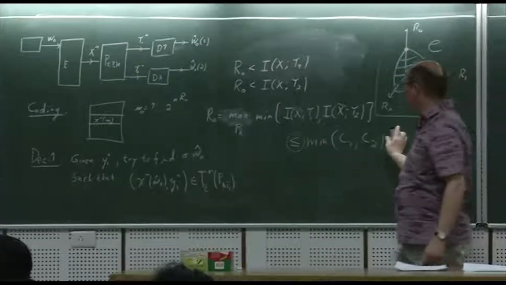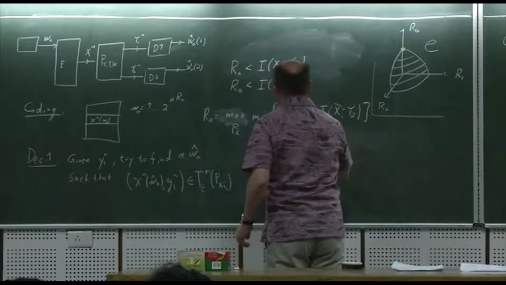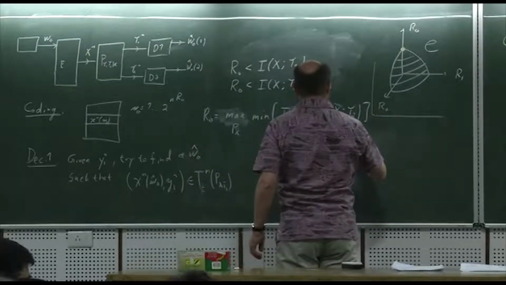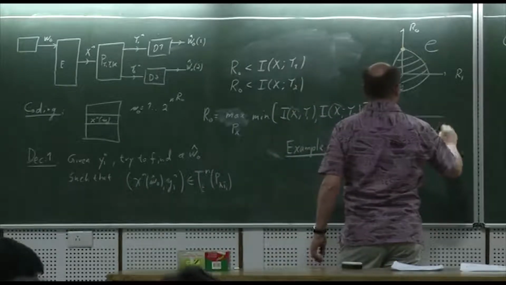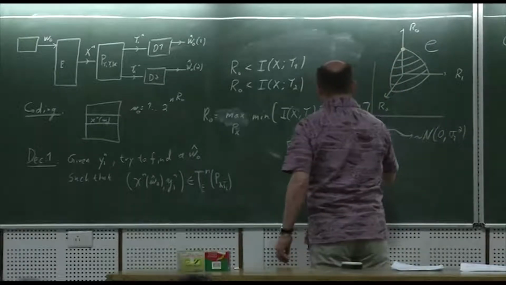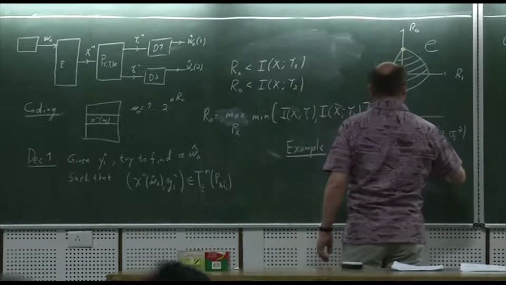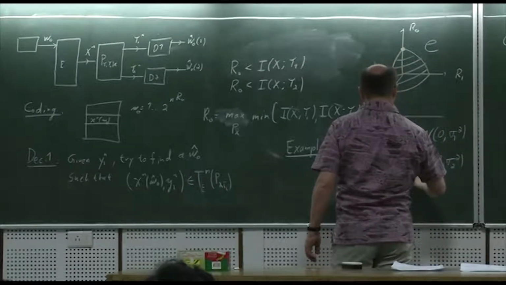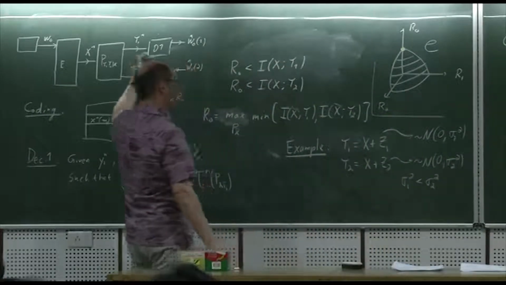So one example of this is Gaussian channels. We'll do one quick example to already get some feel for this. Let's suppose Y1 is X plus Z1, where Z1 is Gaussian with mean 0 and variance sigma 1 squared, and Y2 is X plus Z2, with mean 0 and variance sigma 2 squared, and suppose sigma 1 squared is less than sigma 2 squared. So the second channel is noisier than the first.